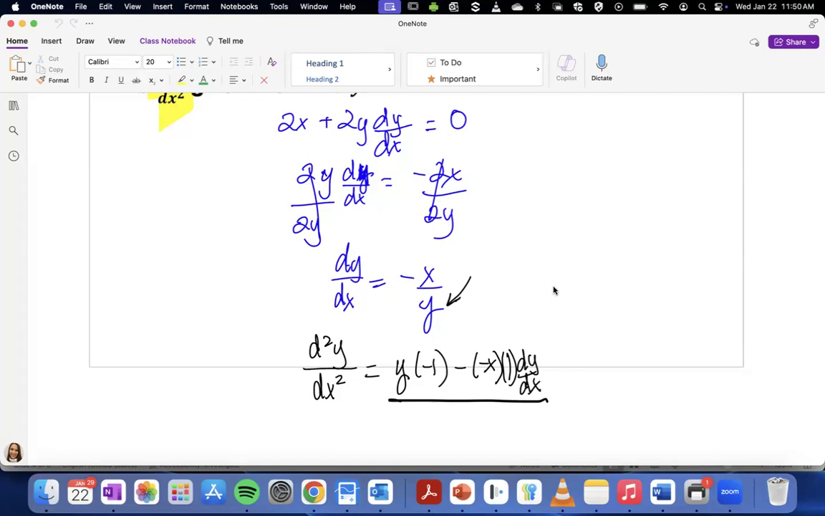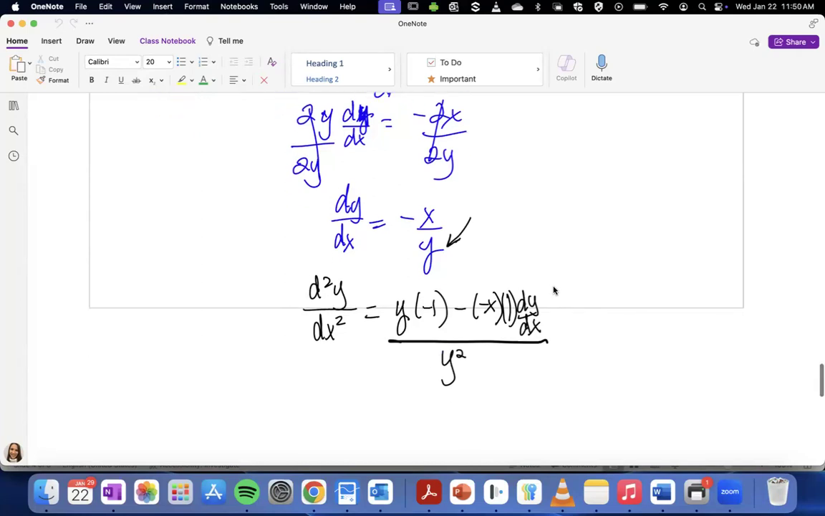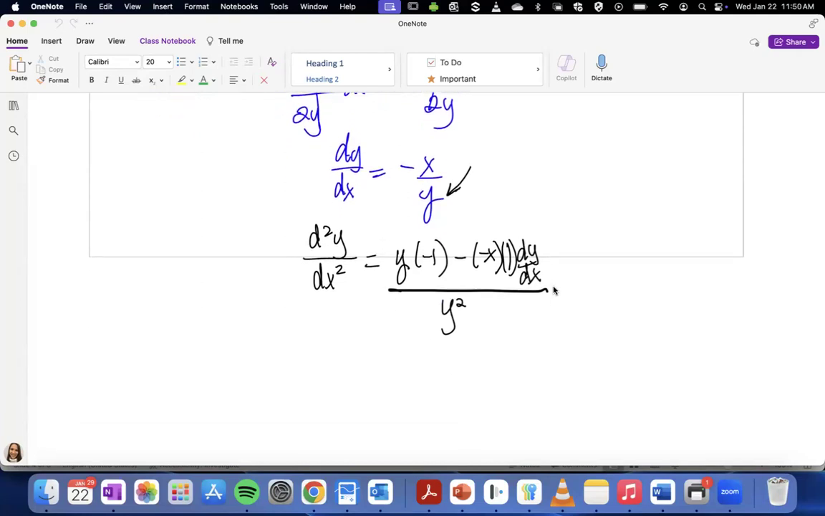Also, some of you are missing that on your quiz, so make sure with your quotient rule that you divide it by the square, so y squared. I did not take the derivative of y there, so I don't need to write a dy dx, but the dy dx is written in the numerator. Let me just clean this up and show you that this becomes negative y plus x dy over dx all over y squared.